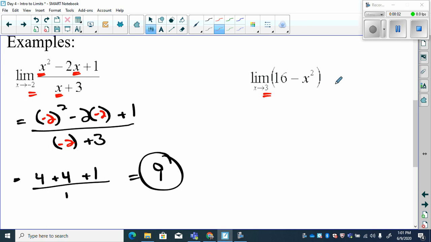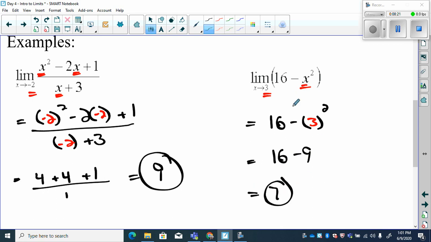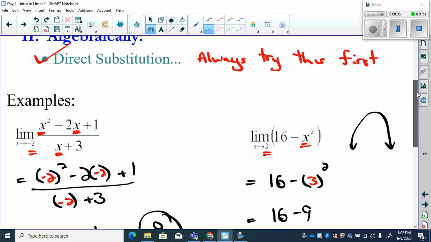Next one, this would be a parabola. We have explored parabolas; you did them in great detail in grade 11. But all I want to do here is replace the x with a 3 in this case. And it's going to equal 16 minus 9, which would equal 7. That means as I move 3 units to the right, this curve would be up 7 units. That curve would look something like this. So over 3 to the right, I'd be up 7. Those are examples of direct substitution. You should always attempt that first.